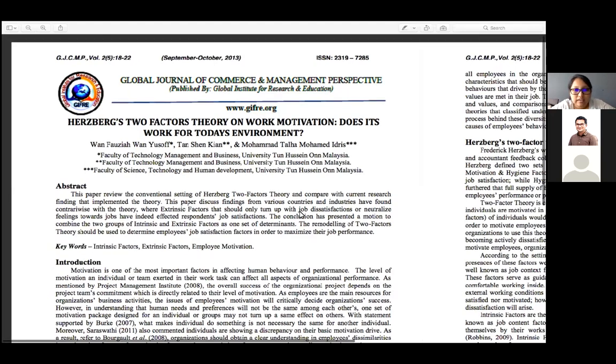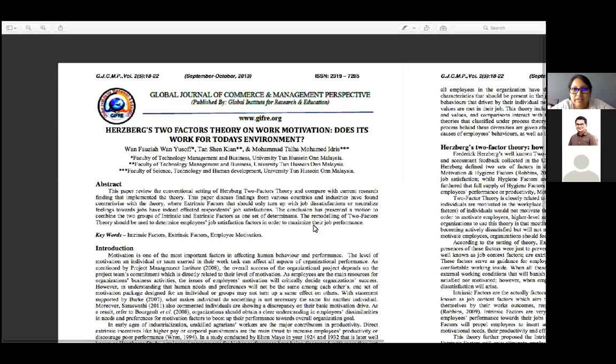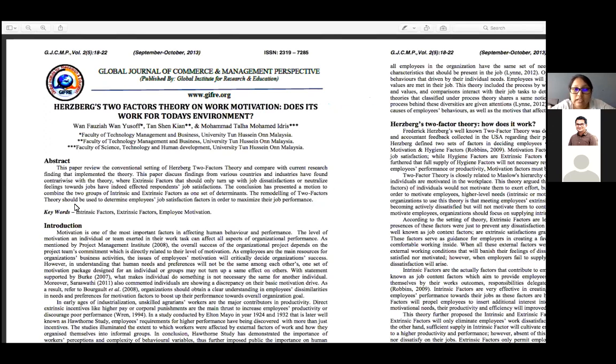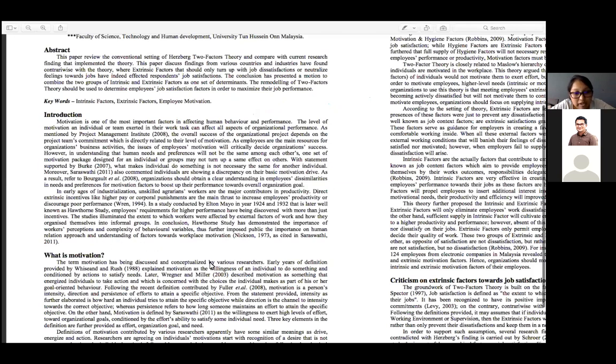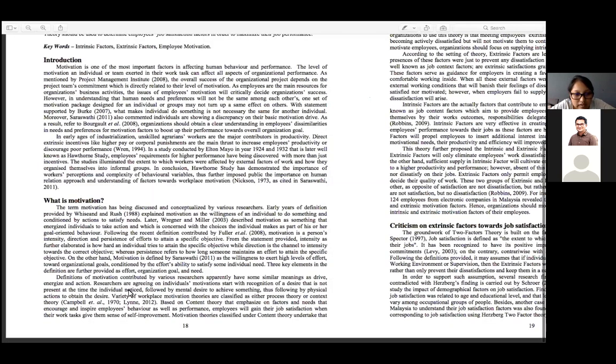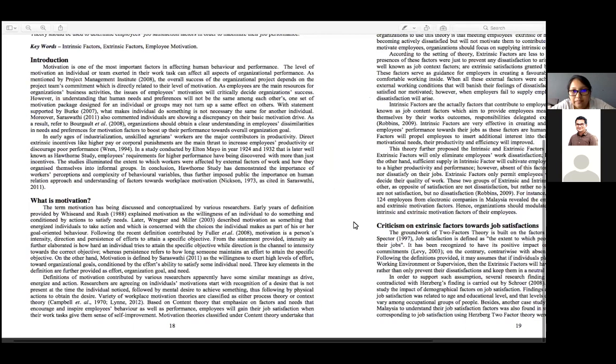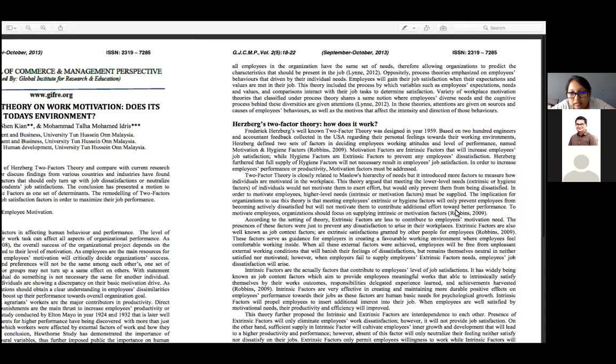So then if you see a journal article, there are various formats, but normally you will find a little abstract talking about whether Herzberg's two-factor theory works for today's environment, right? And then in the introduction, you can see the authors have read what has been written on motivation by previous authors. They have written everything that they have read about previous authors, right? Then they have written about the two-factor theory, what previous authors have written, their own reading, their own literature review, their own findings. And then criticism on the extrinsic factors towards job satisfaction.